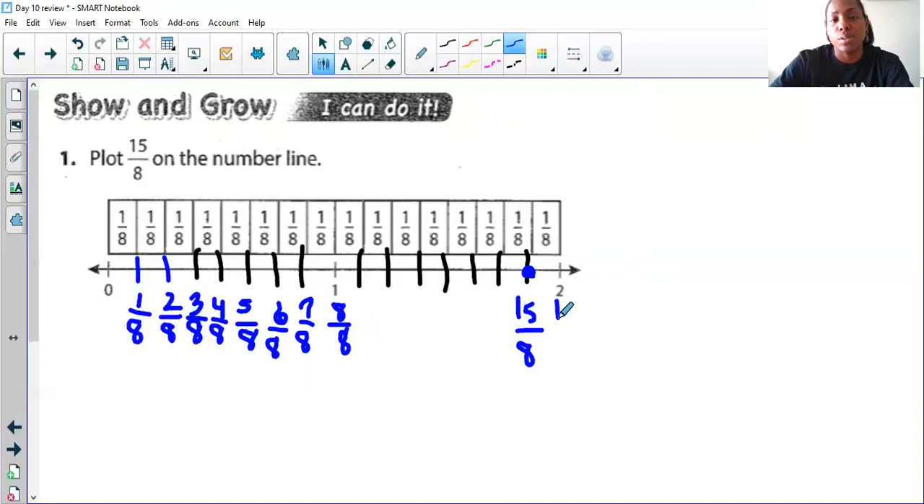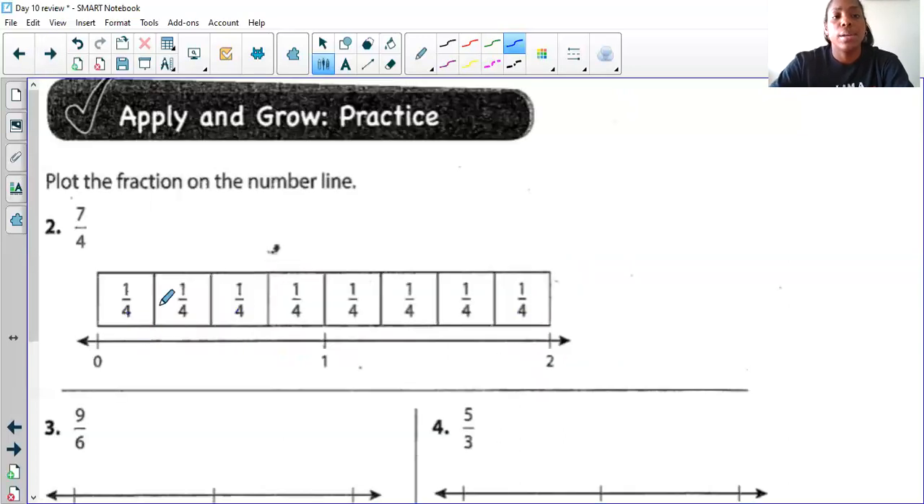And of course, 2 would be 16/8. So like I said, when you do that math in your head, 16 divided by 8 equals 2. So that's how it is 16/8. So now we're going to apply and grow. Plot the fraction on the number line, 7/4.